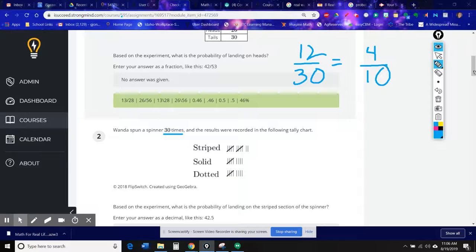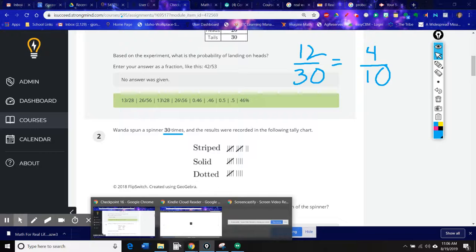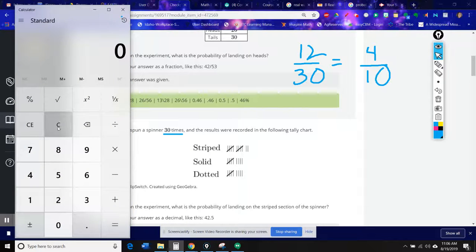Now, the other thing that I can do is get my calculator out. See, there's lots of ways to do this problem. That's why I want to go over this. And I can go in here and see 12. Remember, this line right here means divided by. So I can go 12 divided by 30, which gives me 0.4. So another possible answer would be 0.4.